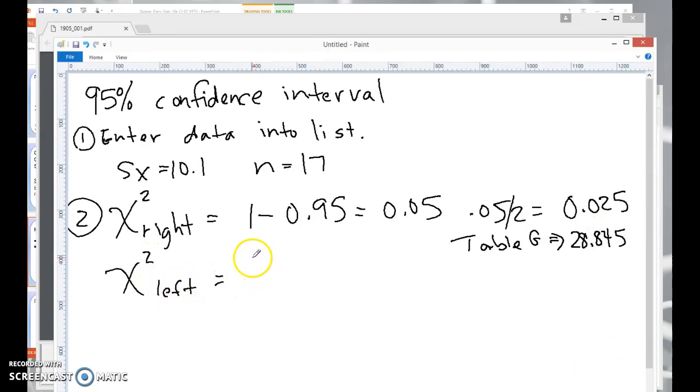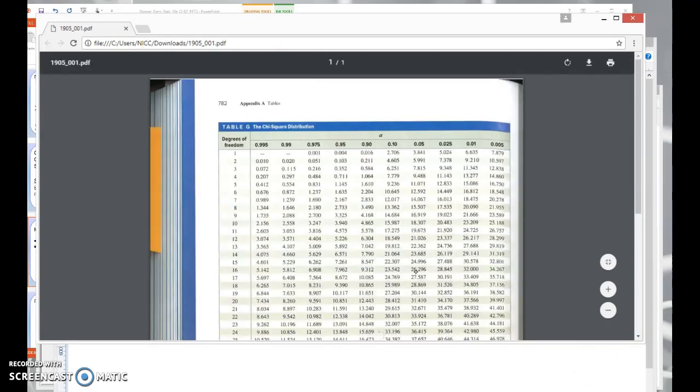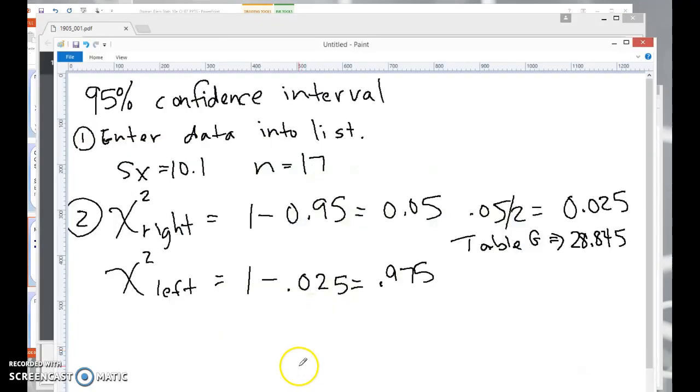This time taking 1 minus 0.025 to get 0.975. Return to the table. Degree of freedom 16. 6.908. Okay.